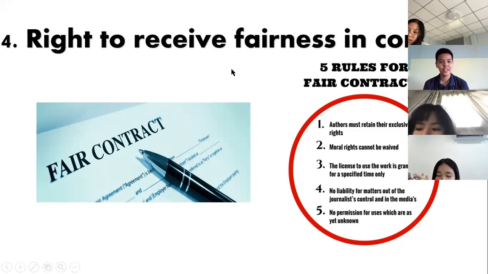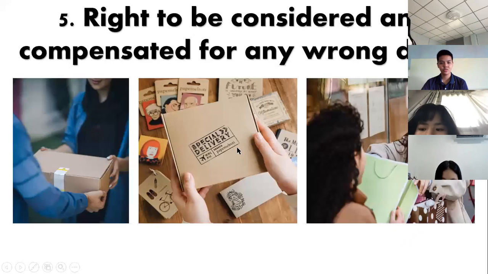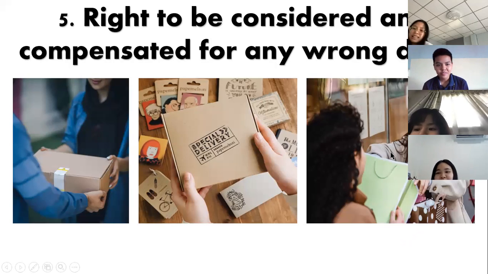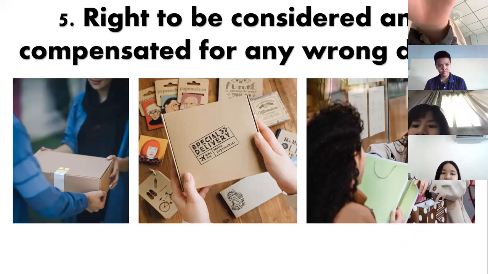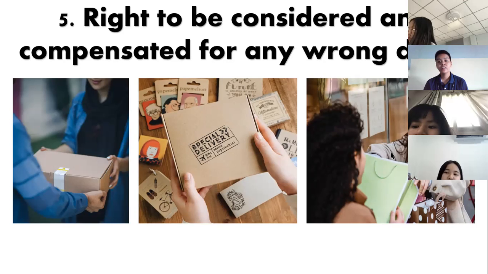Okay. So again, you have the right to receive fairness in contract. Let's go to the next one. We have number 5. Yes, Poon, what is this? I can't read. Right to be considerate and compensate for any wrongdoing. Okay, so right to be considered and compensated for any wrongdoings.